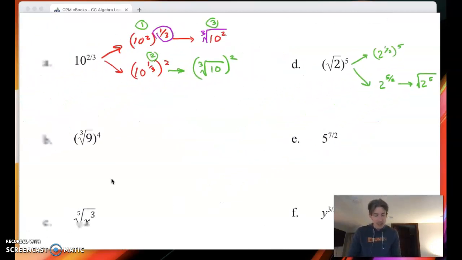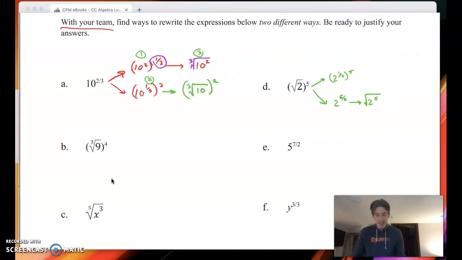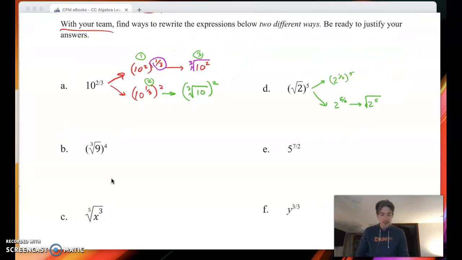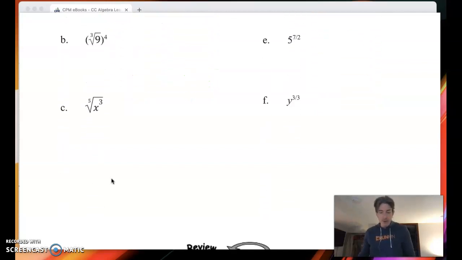I'm going to go ahead and leave the rest of these, because there's plenty more of them. There's B, E, C, and F that are all available to you. The ability to rewrite and take a rational exponent and convert it into a radical with an index is super duper important, like I said, in problem solving. To rewrite and make something convenient is going to be a super helpful thing for you.